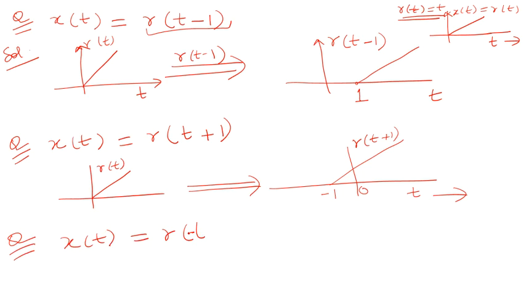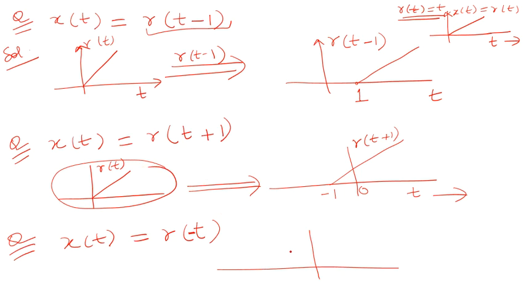Then if it is written as x(t) equals r(minus t), that means you have to draw the reflected version of the ramp signal. So this is your ramp signal, and you have to draw its reflected version. What is the meaning of reflected version? Reflected version means you just have to draw its mirror image.